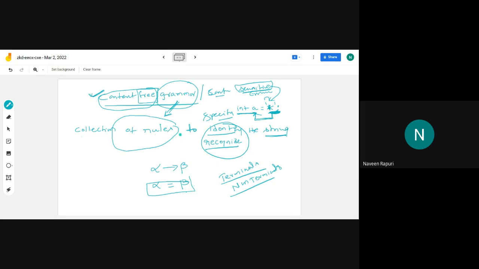The grammar is nothing but a collection of rules. The grammar is in the format of alpha derives beta. Alpha is the left hand side and beta is the right hand side, where alpha and beta are the Greek symbols which are used to hold the terminals and non-terminals.